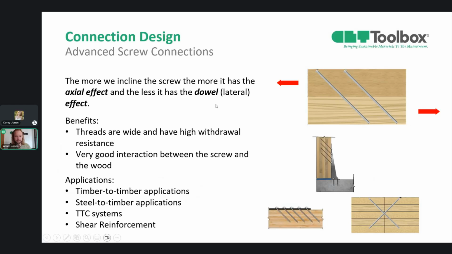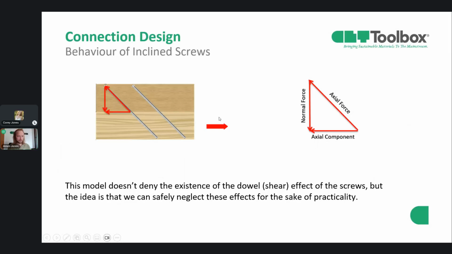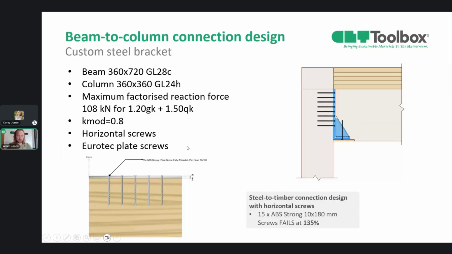We're going to compare the laterally loaded screw versus an inclined screw, which uses the grip of a fully threaded screw, to see what the difference is, because the axial effect might have, or we'll find, has greater capacity than the dowel lateral effect. With that, you get a very good interaction between the screw and the wood. If you think about it, if you incline a screw, you're actually going from a normal force to an axial force component, as it's working on an angle to the screw as well. So, old Pythagoras theory to understand how it works.